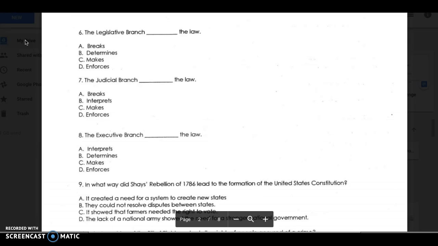Number 7. The judicial branch blanks the law. A. Breaks the law. B. Interprets the law. C. Makes the law. Or D. Enforces the law.